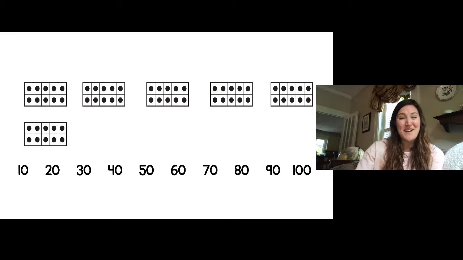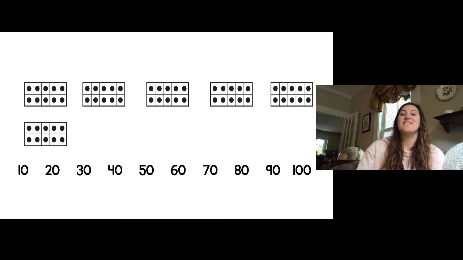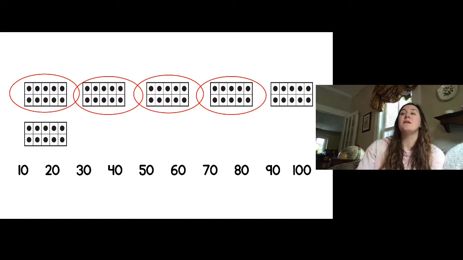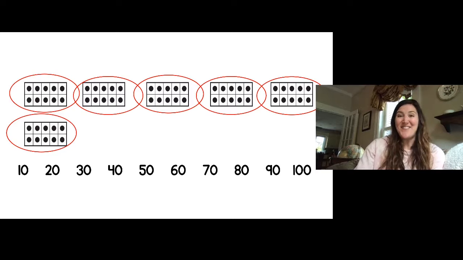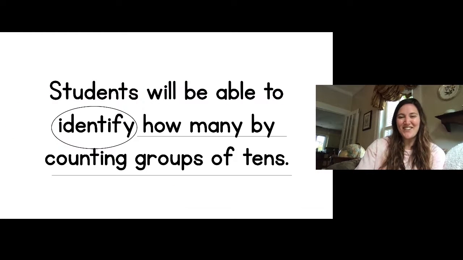One more for you to do by yourself. Okay, so I'm going to circle them. You count by tens. How many? Okay, count on the number line. I'll point until you get there. What number is that? 60. Good job. Great job, kindergartners.